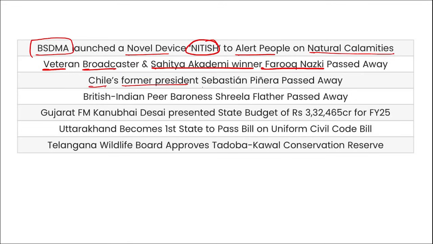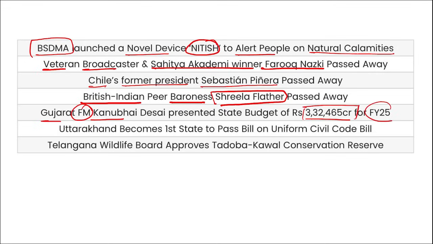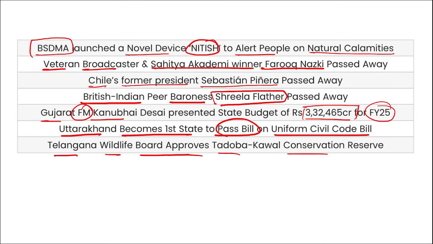Chile's former president Sebastian Pinera passed away. British Indian peer Baroness Shrila Fletcher recently passed away. Gujarat Finance Minister Kanubhai Desai presented the state budget for Gujarat for 3,32,465 crore rupees for fiscal year 25. Uttarakhand became the first state to pass the bill on UCC. Telangana Wildlife Board approved Tadoba Kaval Conservation Reserve.